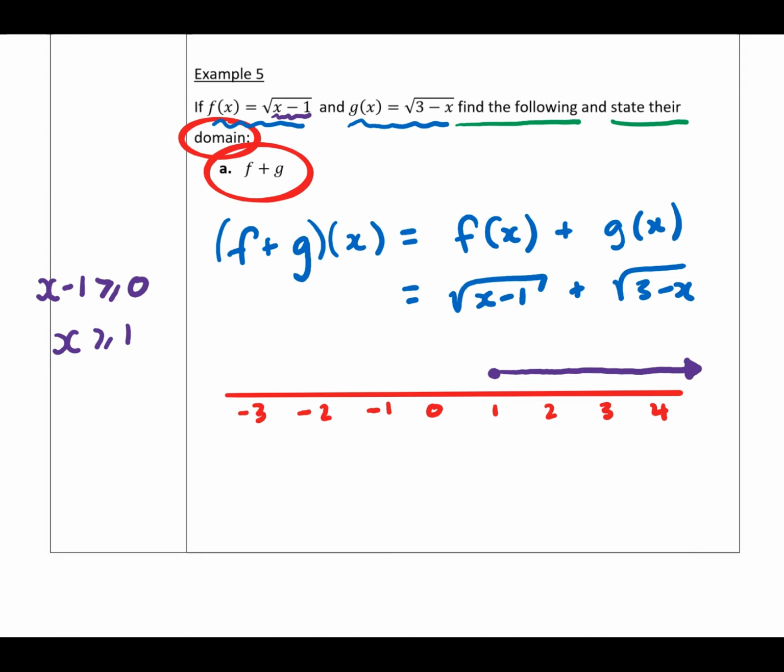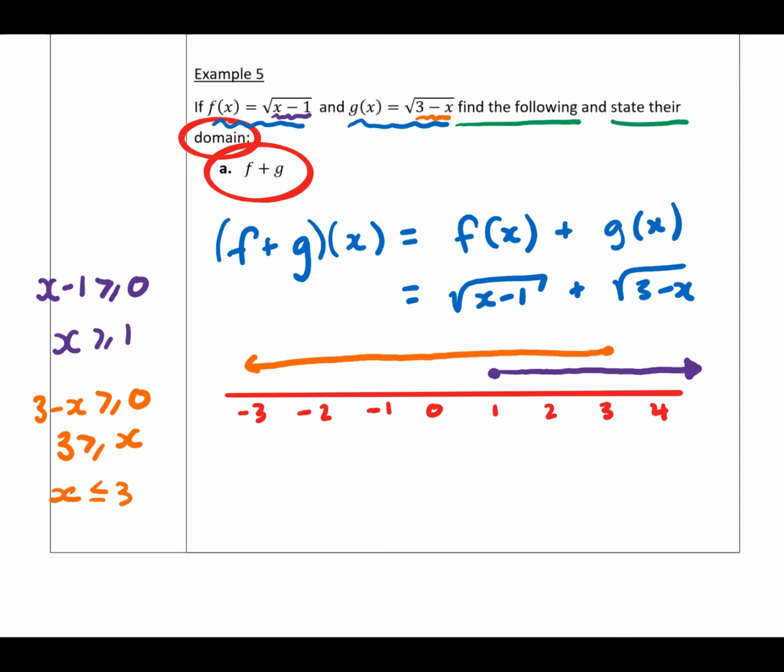My domain of g is tasking me with finding this 3 minus x, provided it's greater than or equal to 0. Because again, I can't have the square root of a negative number. So 3 minus x has to be greater than or equal to 0. If I bring the 3 over, or it might be easier to bring the x over here, and say 3 is greater than or equal to x. Now if I flip that around, so I've got x on the left-hand side, x is less than or equal to 3. And so I see that here, it's in the opposite direction.